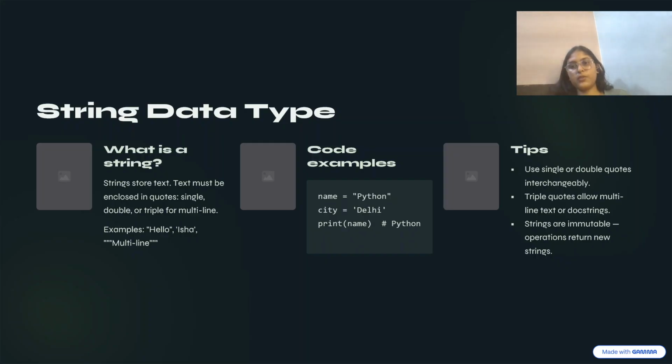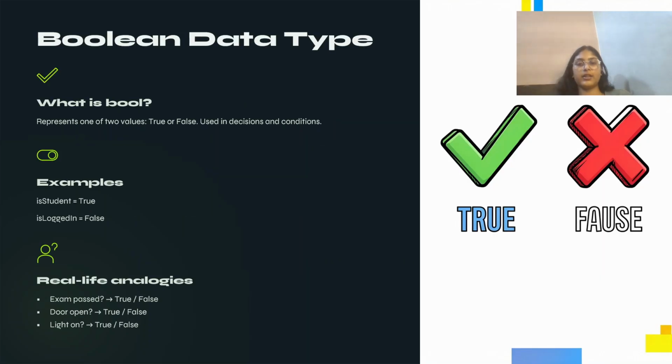If you want a proper definition, I would say a string is a sequence of characters enclosed inside quotation marks. When characters are arranged in a sequence and we enclose them inside quotation marks, then it is a string. Now here Python, Delhi, Isha, ChatGPT, computer science, whatever text I write, all of these are strings.